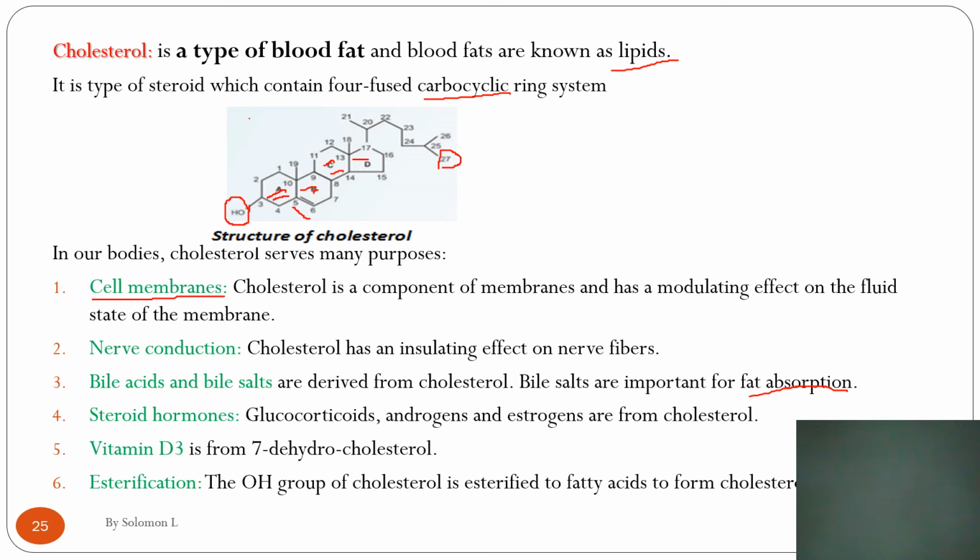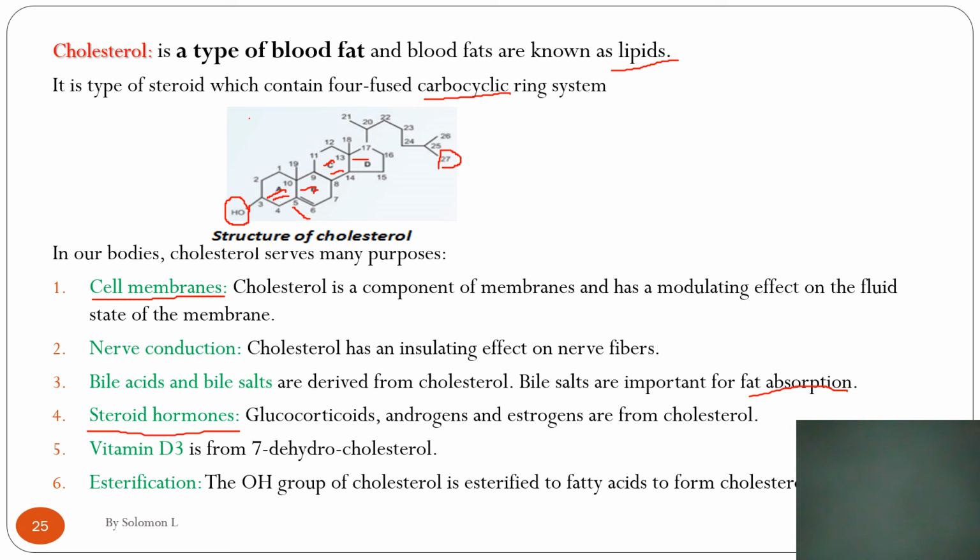And also, this cholesterol is an important molecule for the formation of steroid hormones, especially glucocorticoids, androgens, and estrogens. For the formation of these hormones, cholesterol is important. Especially androgen and progesterone are hormones that control secondary characteristics of male and female respectively. Vitamin D3 is formed from 7-dehydrocholesterol.